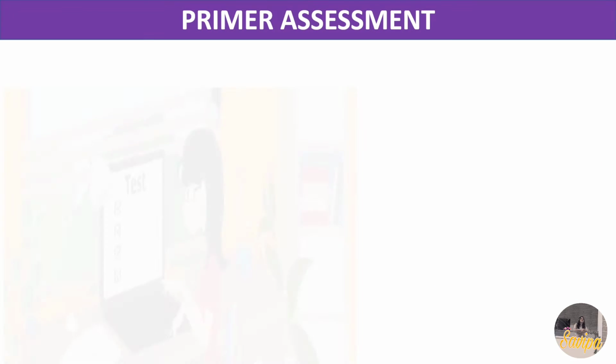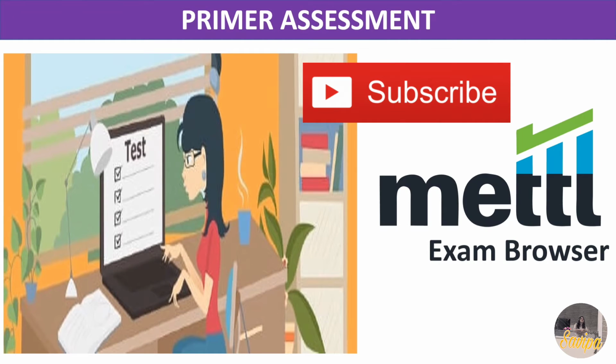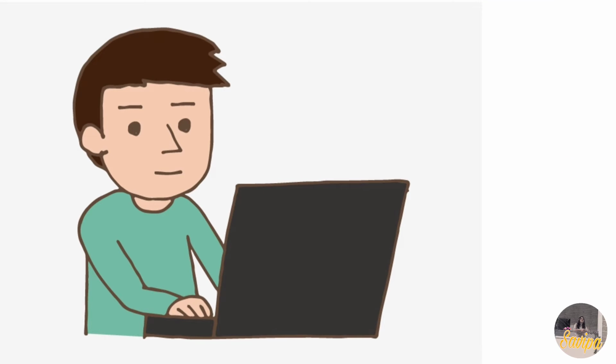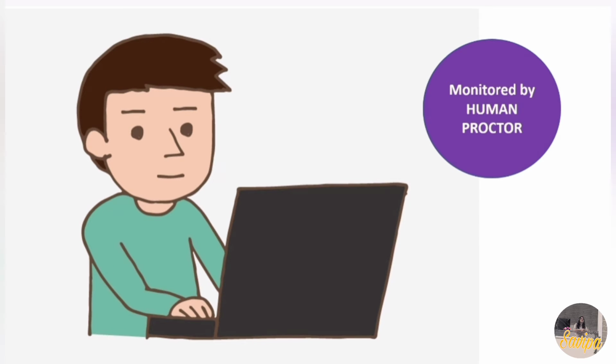You will be provided with a Mettl exam browser, which is the exam platform where you are going to attempt your exam. Remember the most important thing: when you are writing your exam, please don't try to cheat. If you are unable to write the exam, that's fine. You have 3 attempts in total, so if you miss one attempt, you are left with 2 more.